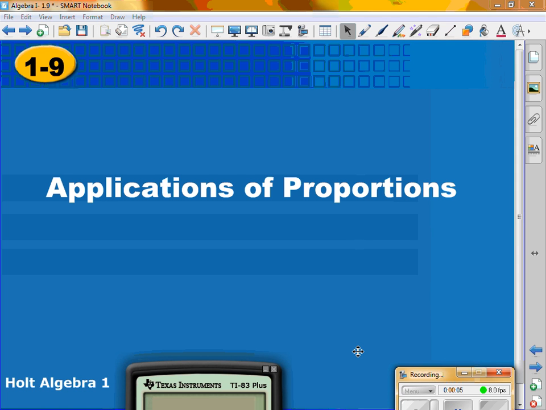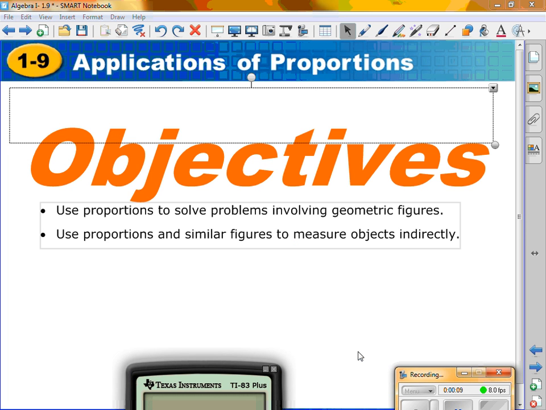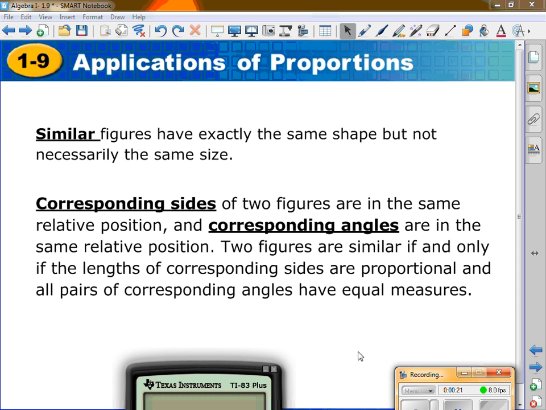1.9 is the application of the proportions. The big thing we're going to go over today is using proportions to solve problems involving geometric figures and use proportions in similar figures to measure objects indirectly. Now you should know that similar means they're alike, but they're not exactly the same. They have the same shape, but they're not necessarily the same size.